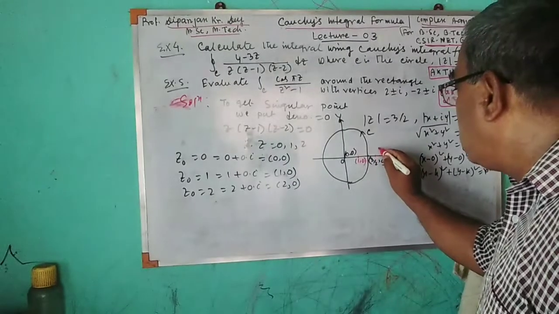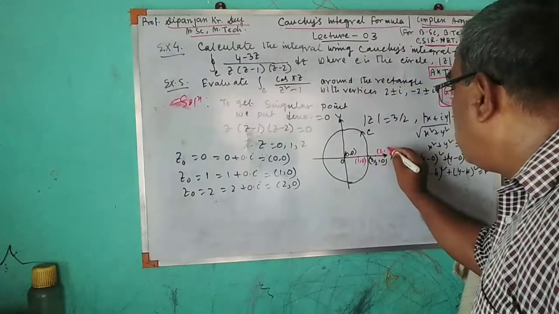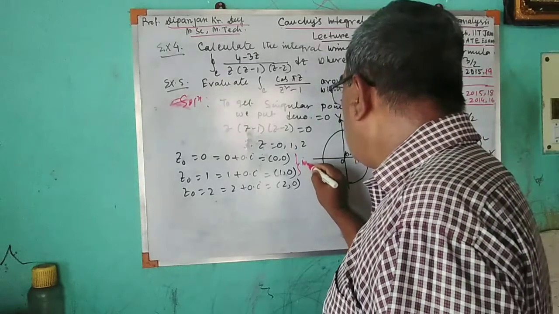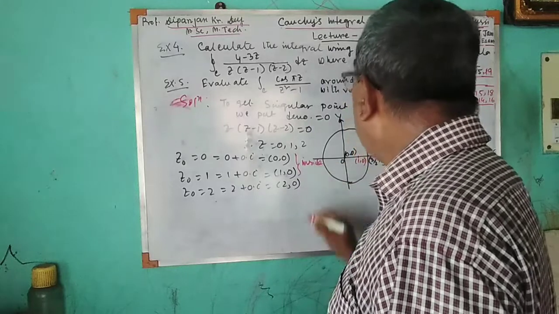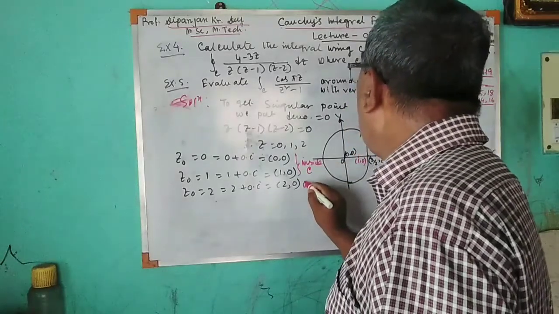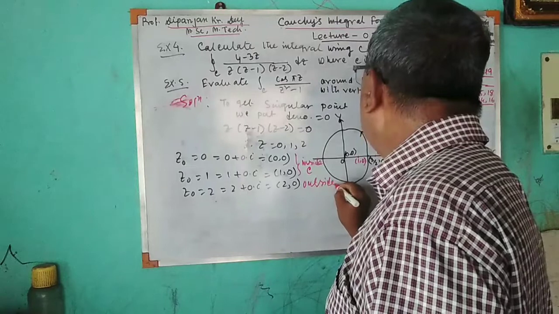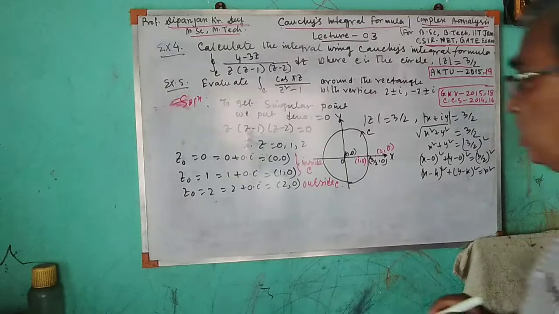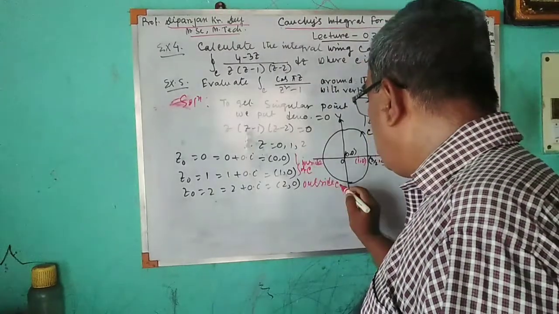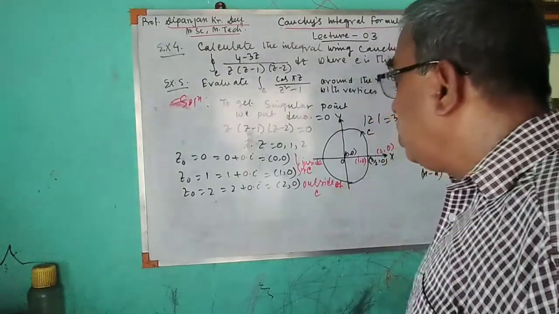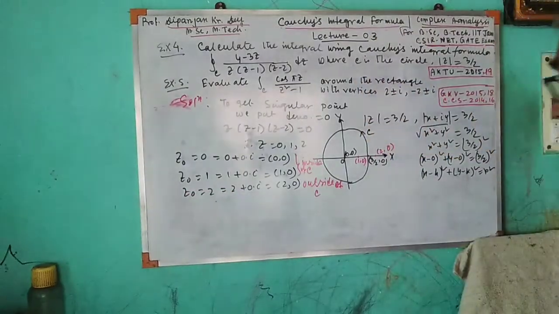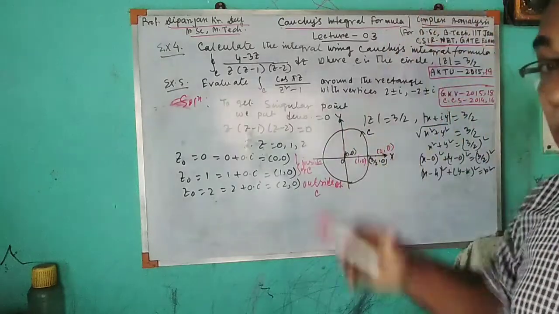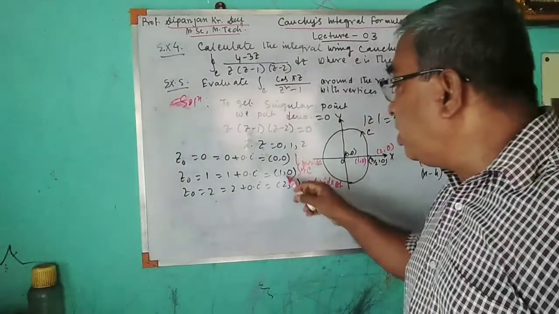This point is 2 comma 0. So this is outside the circle. These two are inside C, and this is outside C. So this point is outside of the closed curve and these 2 points are inside the closed curve. So we have to take these 2 points.